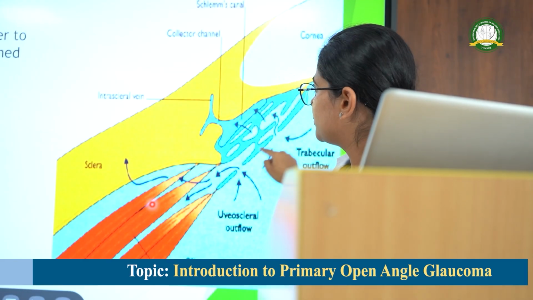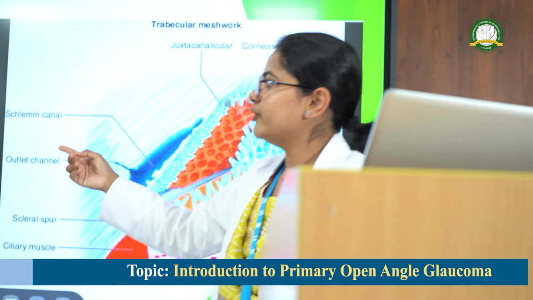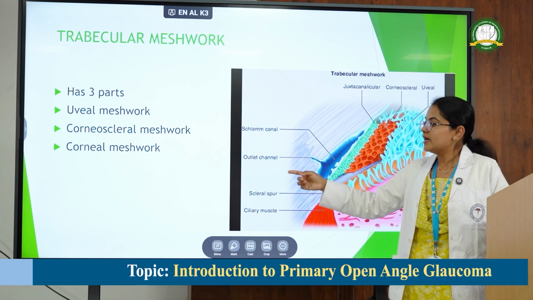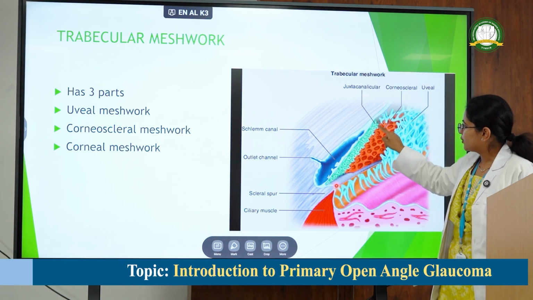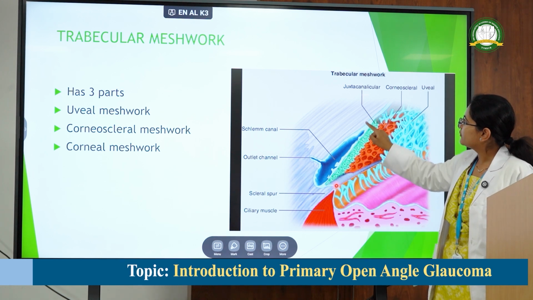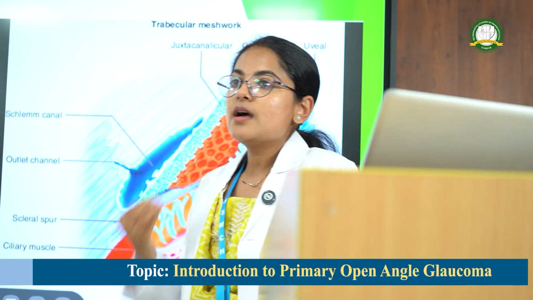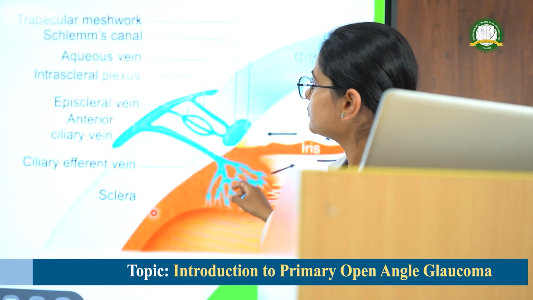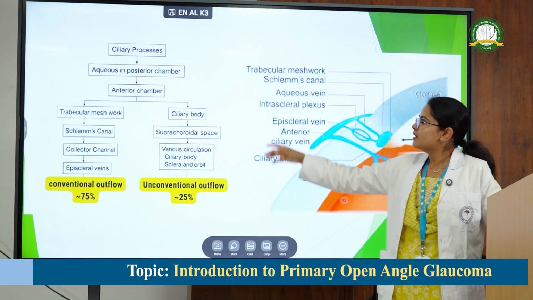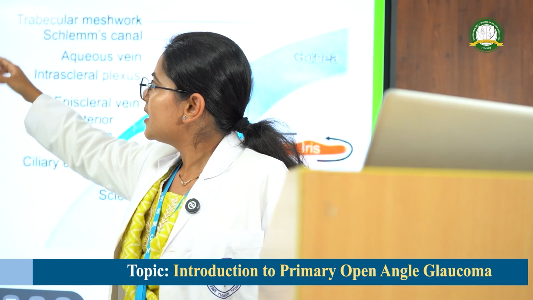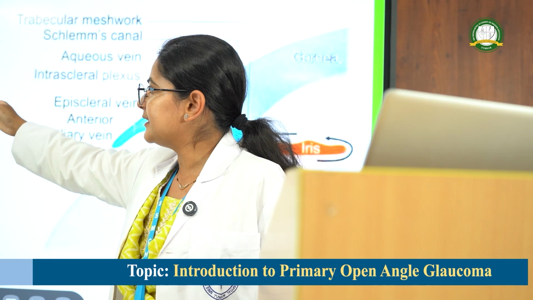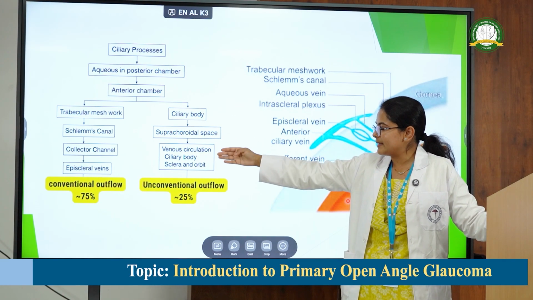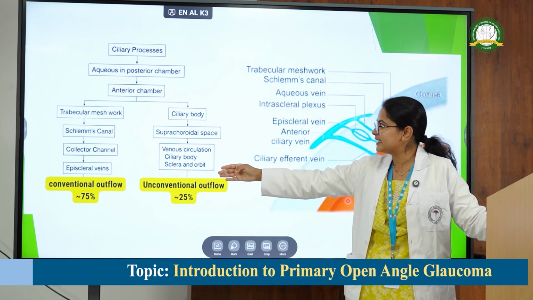So, trabecular meshwork has three parts: uveal meshwork, corneoscleral meshwork and juxtacanalicular meshwork. Here the juxtacanalicular part is the narrowest part of the trabecular meshwork and it gives the greater resistance to the aqueous outflow. So, how is it draining? From the ciliary process, aqueous in the posterior chamber enters the anterior chamber. From the anterior chamber, it goes to the trabecular meshwork, Schlemm's canal, collector channels, episcleral veins.